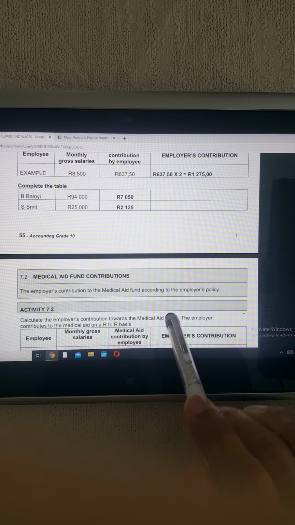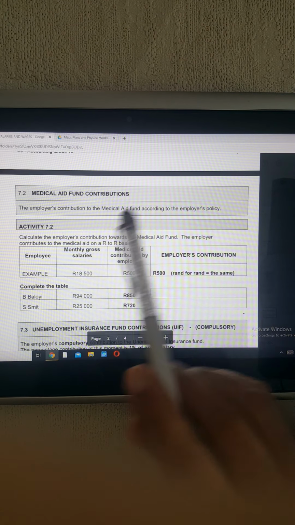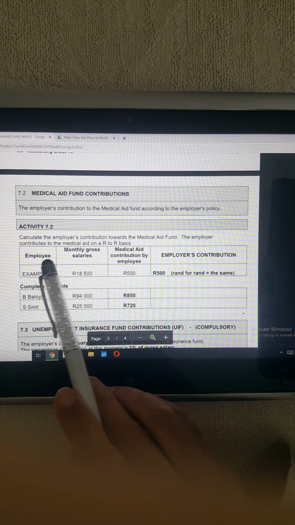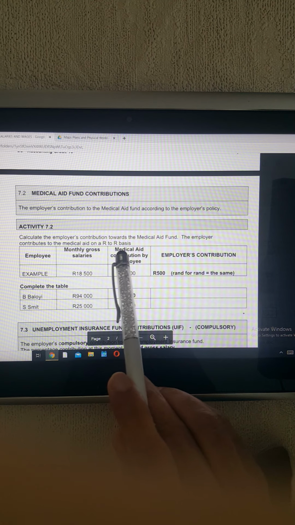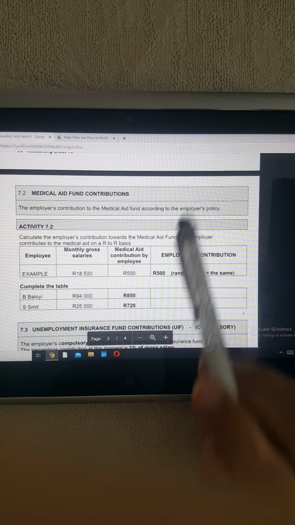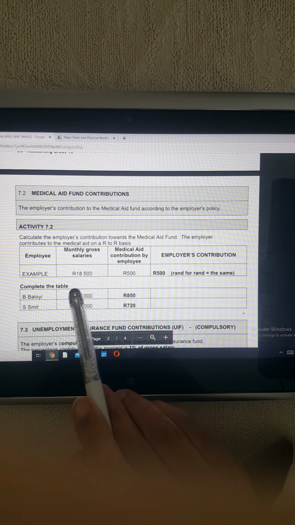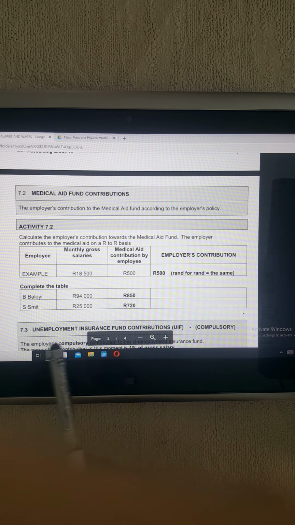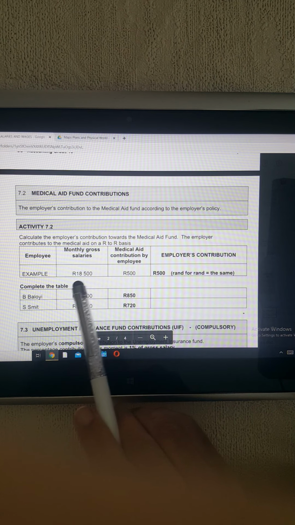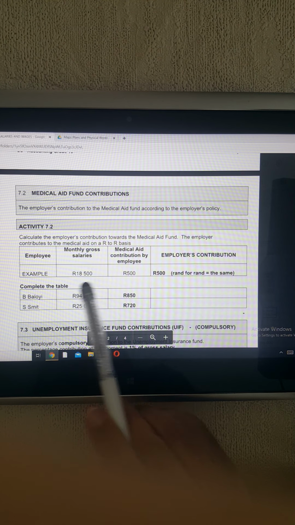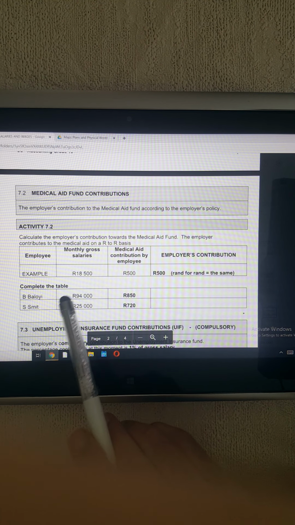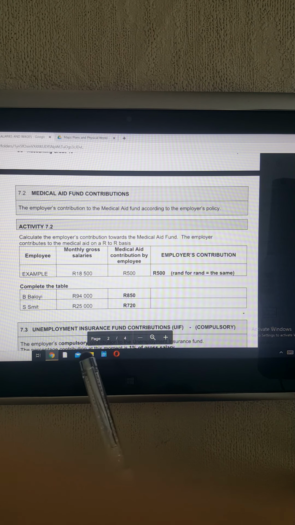And let's do the medical aid fund contribution. It's the same thing. So what is happening? The employer's contribution to the medical aid fund is according to the employer's policy. So calculate the employer's contribution towards the medical aid fund, and he contributes on a rand to rand basis. Remember, the pension fund was 2 rand for every 1 rand. So this is a rand to rand basis, which means this person was earning 18,500 rand, and they were contributing 500 rand from their salary, which will be minus from there as a deduction for the employee, right? So from that 18,500, you're going to subtract the 500 rand.